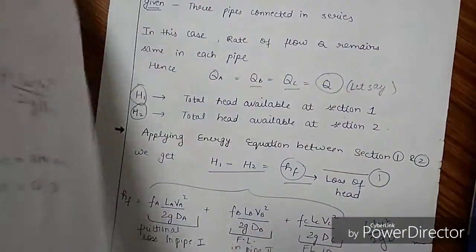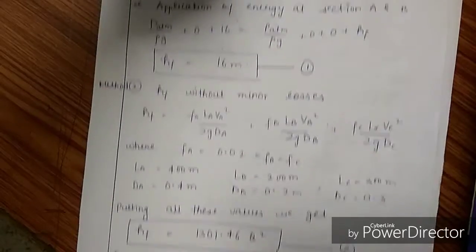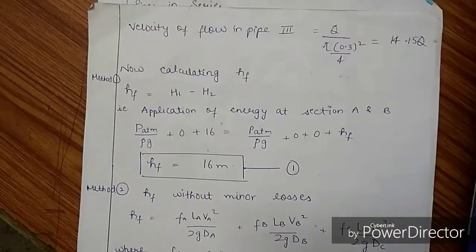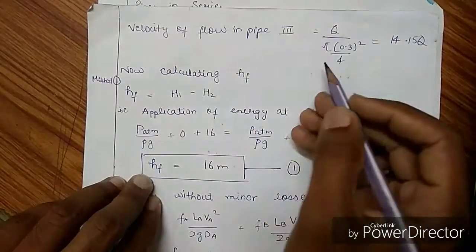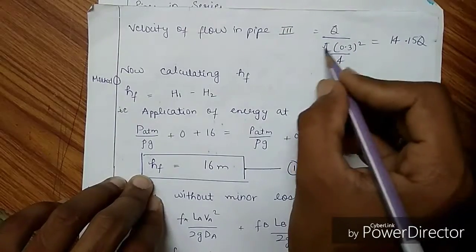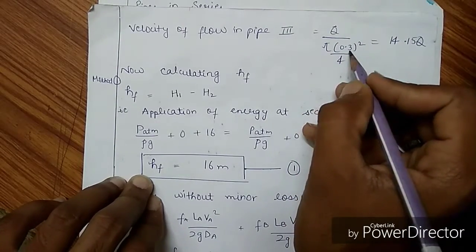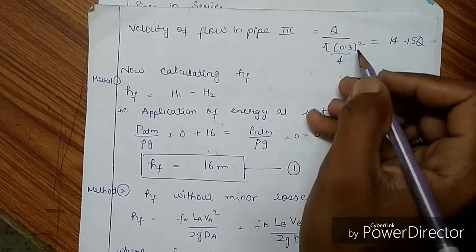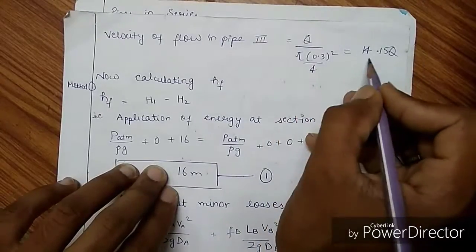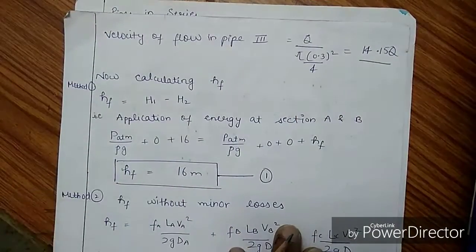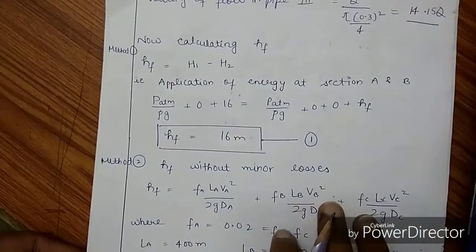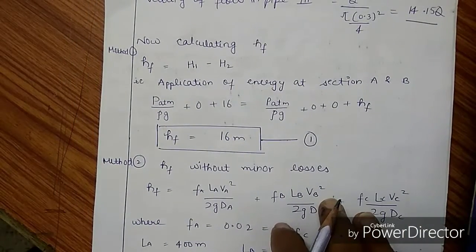So now coming on to the velocity of flow in pipe 3. That would be Q upon pi d square by 4, where the diameter is 0.3 meter. So the result came out to be 14.15 Q. So now we have calculated the velocities. Now we would be calculating HF.